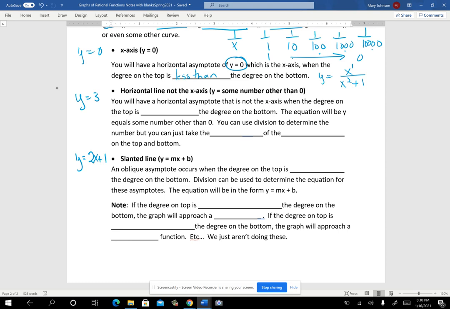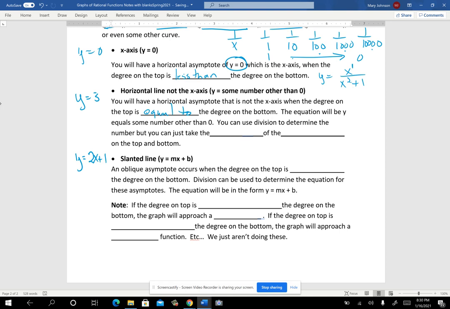All right, now you're going to have a horizontal asymptote that's not the x-axis when the degree on the top is the same as the degree on the bottom. When the degrees are equal, the equation will be y equals some number other than 0.